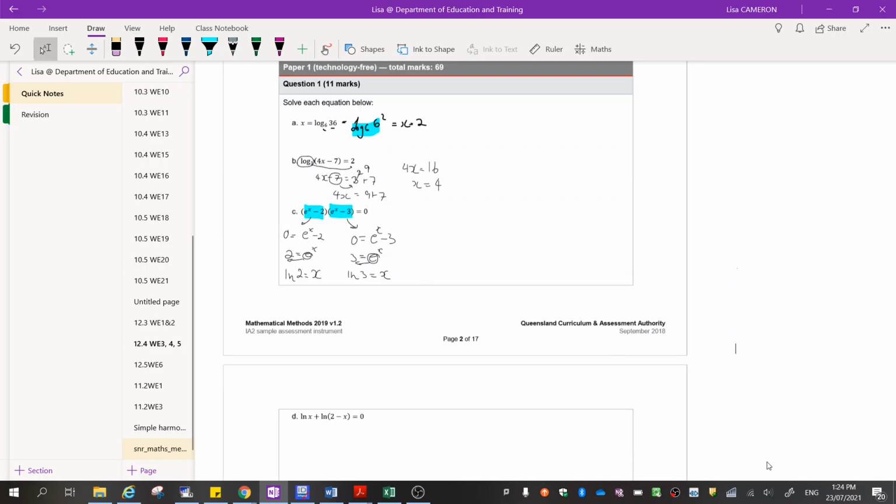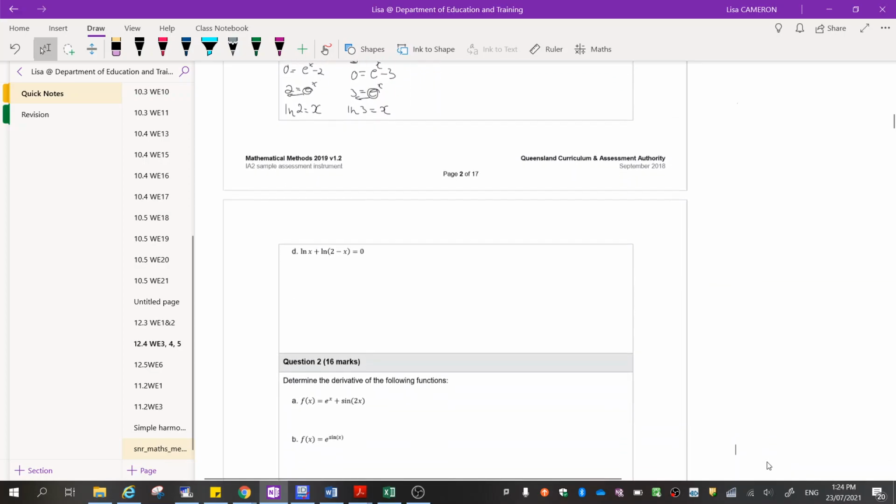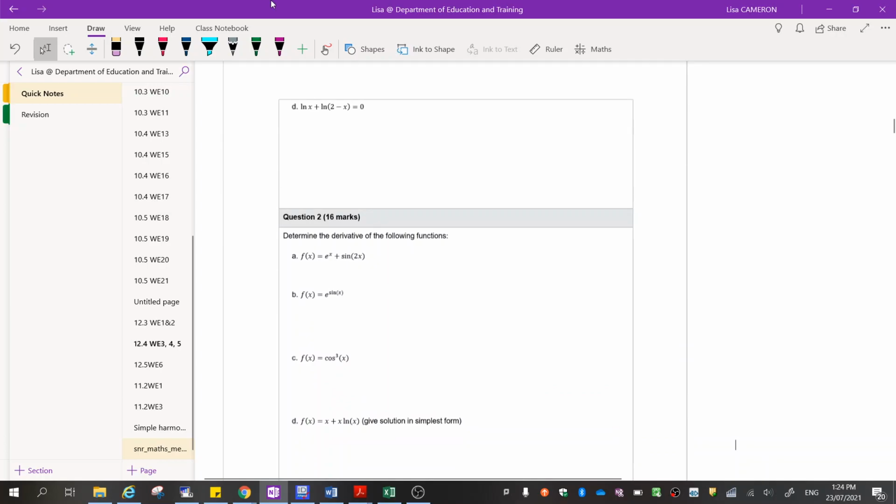Now, if I scroll down, okay, so now I've got two logs with the same base, adding, which means we're going to multiply them. So log of x times 2 minus x is equal to 0. Now I can take this across by making this one e to the power, because remember ln is equal to log with base e. So that's why that becomes e to the power there, and I've got x(2 minus x). I'm going to expand this in the same step. So 2x minus x squared is equal to 1.